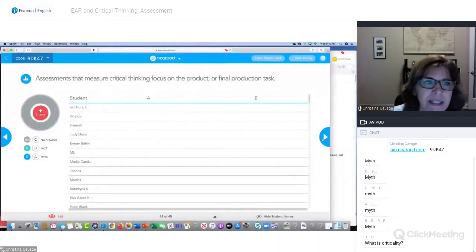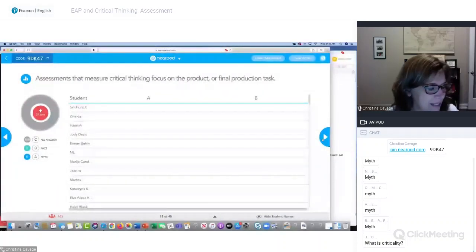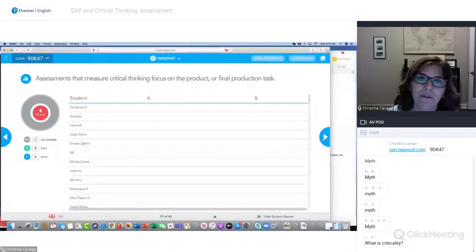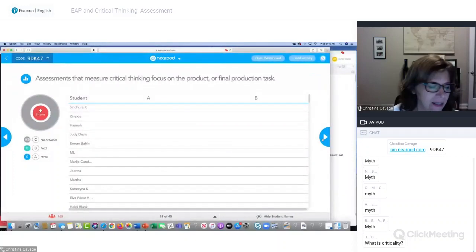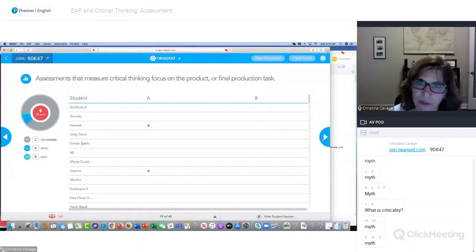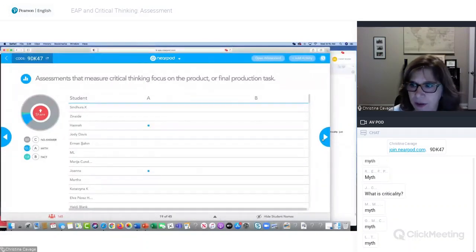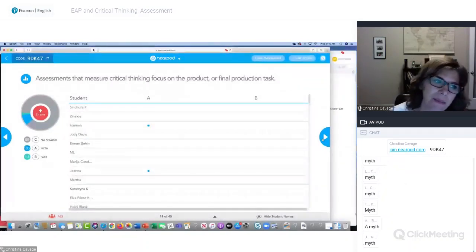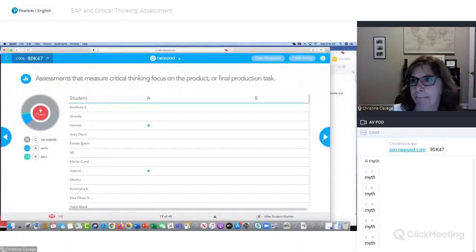And here's the last one. Assessments that measure critical thinking focus on the product or final production task. So thinking about how we can shape assessments. Do those assessments focus only on the product and final production task? Is that a myth or a fact?